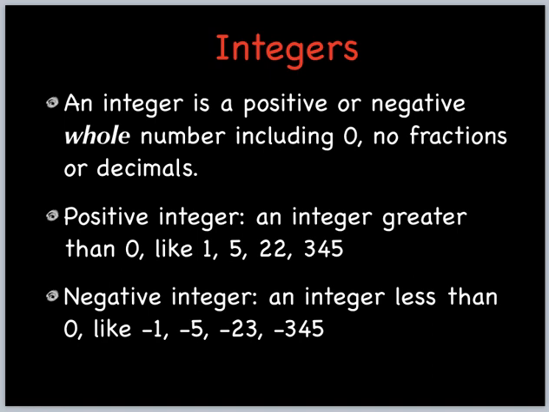A negative integer, on the other hand, is an integer that is less than zero, like negative 1, negative 5, negative 23, and negative 345. If you notice, in the negative integers there is a negative sign before each number as an indication that it is a negative integer or a negative number.